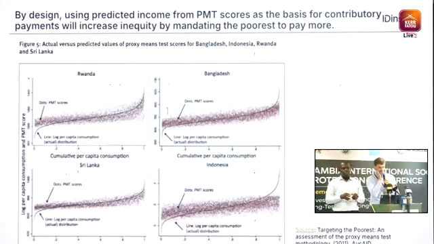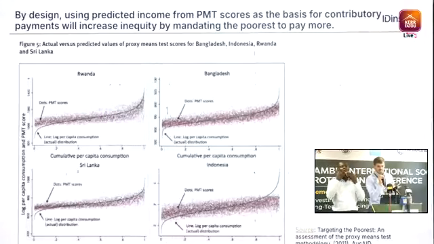Now just a couple of points that I might have mentioned, right? We said these PMT models are typically used for targeting rather than as a ground truth measure of income. We also said that these models try to explain variation in consumption, mostly in consumption. And these models generally are not perfect. No model is perfect, but some of these models have been shown to be particularly bad.